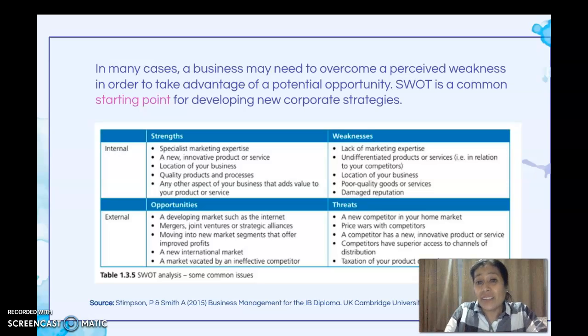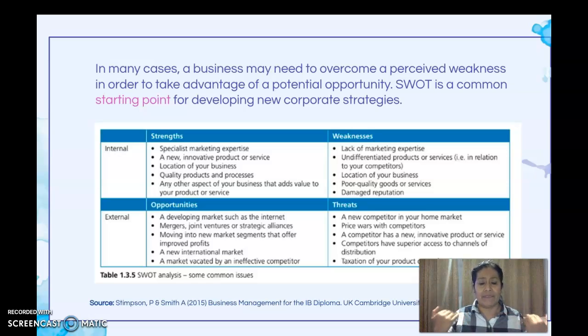Which could be these weaknesses? The opposite as well, no? The lack of expertise, whenever we are not differentiating our products or services, whenever the location of our business is not the best, whenever there's poor quality in our goods or services, and whenever we have already damaged our reputation with something that we have done in the wrong way, okay? And they are internal, they are inside of the organization.